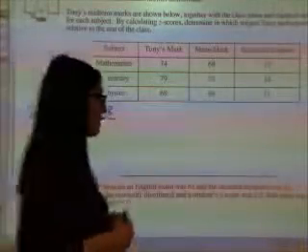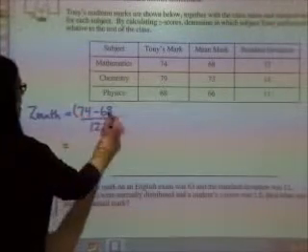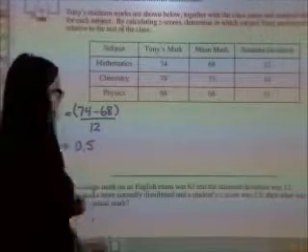What is this? 68.333. Okay, try that again. You have to put bracket 74 minus 68 bracket divided by 12. 0.5. Okay? I want you to do the same thing for his chem and his physics marks, please.